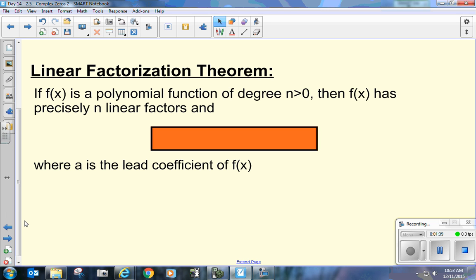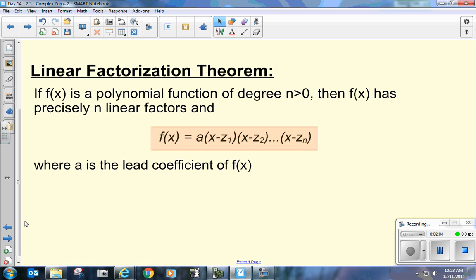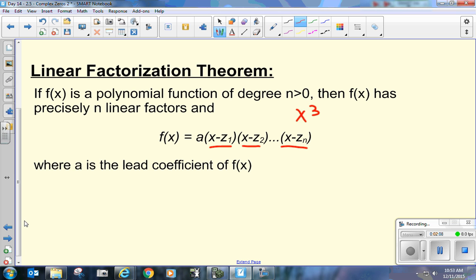This is a big thing here. Linear factorization theorem. If f of x is a polynomial function of degree n, which is bigger than 0, not a negative n, then f of x has precisely n linear factors. That means if it's squared, it has 2 linear factors, like 2 cheeks, basically. If it's cubic, then it has 3 cheeks, and so forth. And we write them like this. If this was a cubic, I would have 3. But what's this a up front?